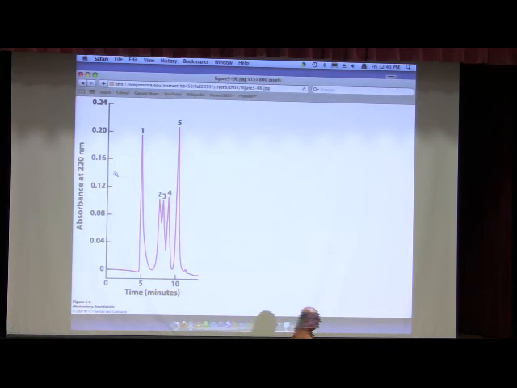Yes? Are charge and polarity going to be directly linked? If something is charged, you can think of a charge as an extreme case of polarity. The more charged it is, the more likely it's going to come off fast. Okay, so HPLC allows us to separate things on the basis of polarity, essentially. The least polar things will come off last. In this case, the least polar molecule was number one. The most polar molecule was number five. Okay, moving along.